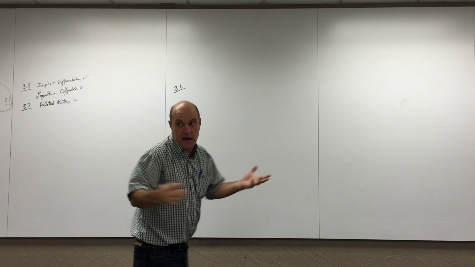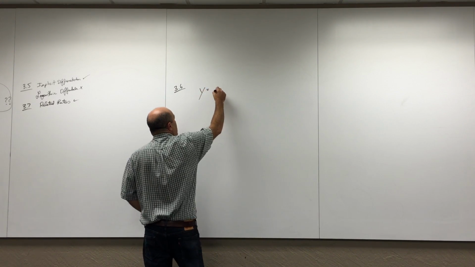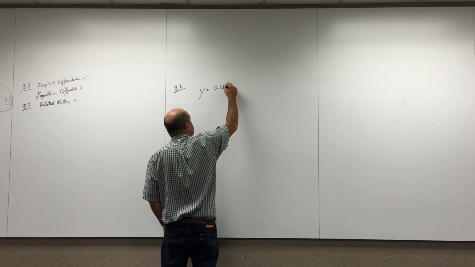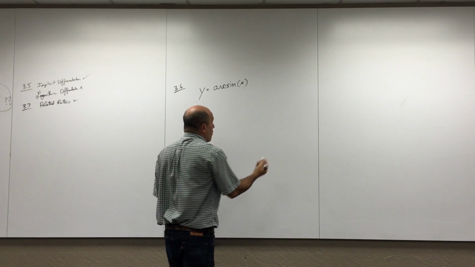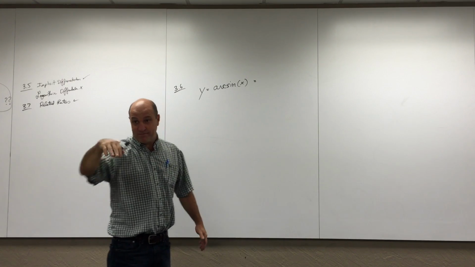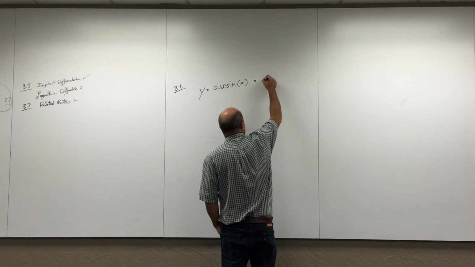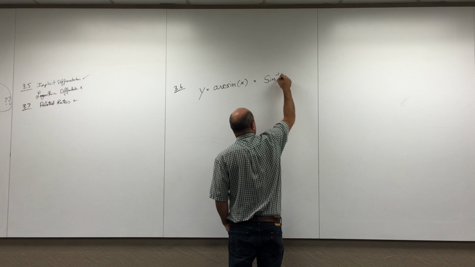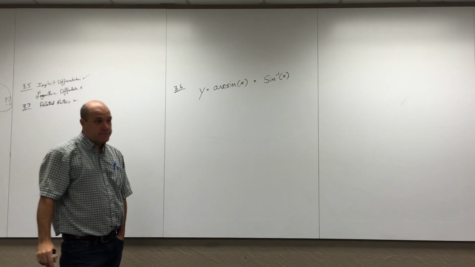But what are these things? Here's what we're talking about. We're talking about this function, y equals the arcsine of x. Now, that's one way to write it. The other way to write it, and we reviewed this back in week 1, is sine inverse of x. So this is an inverse trig function.